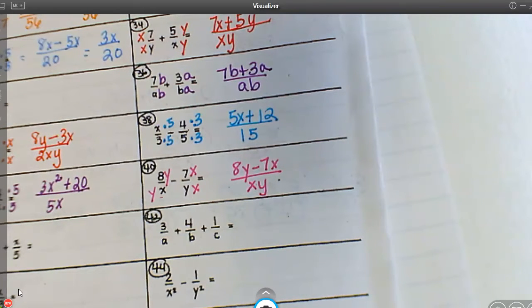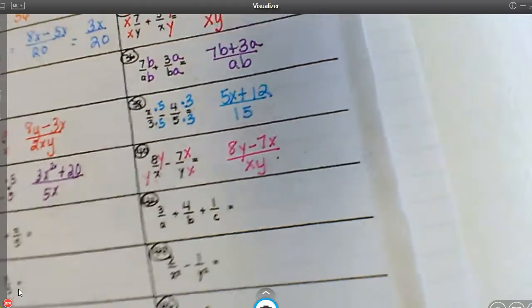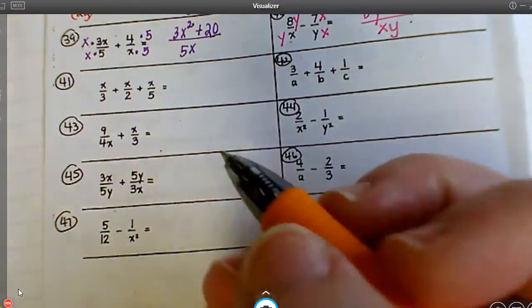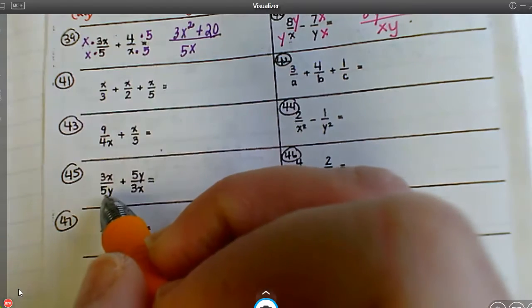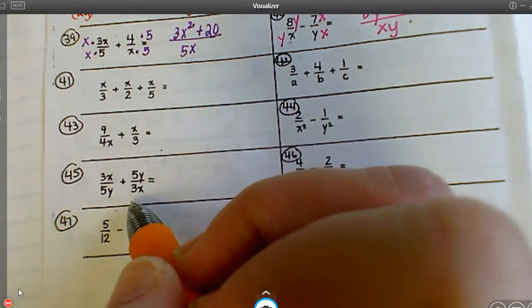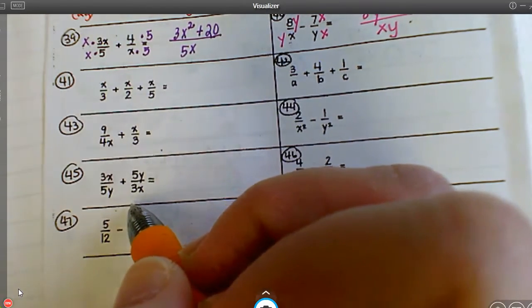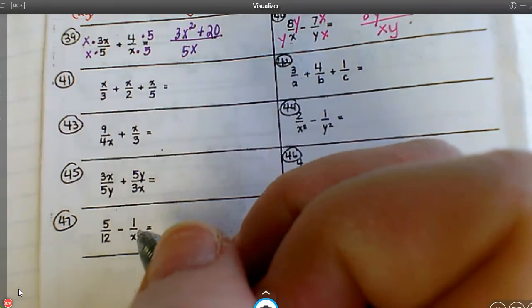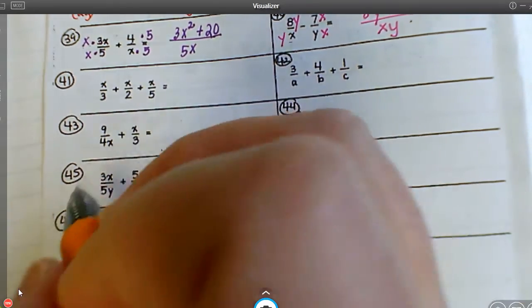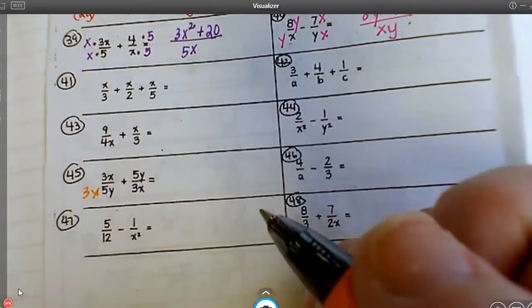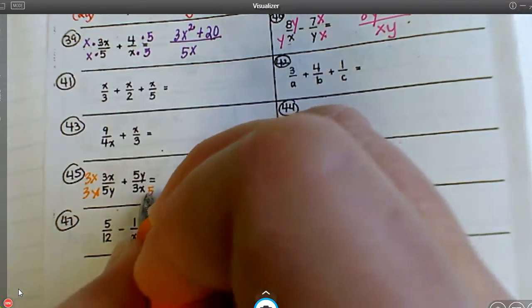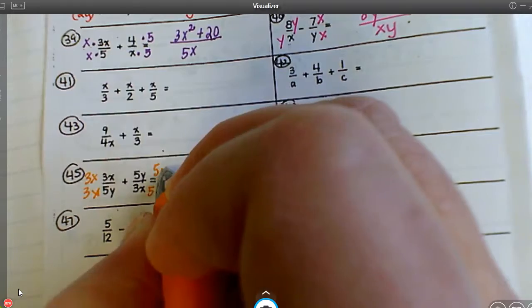Now, I'm going to skip on down and show you one other one that looks kind of complicated, number 45. So I want to talk to you about that one just a second. We've got lots of things on the bottom. We've got a 5y and a 3x. What that means is that the 5 and the y and the 3 and the x all need to be there. So I'm going to have to multiply this one by 3x on both of them. And I'm going to have to multiply this one by 5y on both of them.